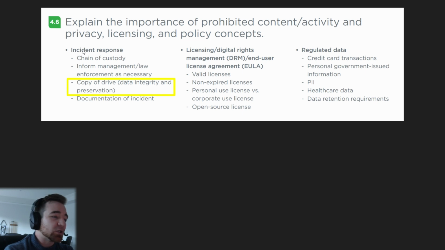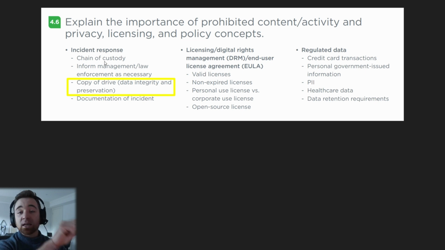And within this dot point as well, you'll need to be able to describe the chain of custody. That's basically a document that says, this is who had it, and then they gave it to this person. And at this point in time of giving this over, this was the condition of the document.